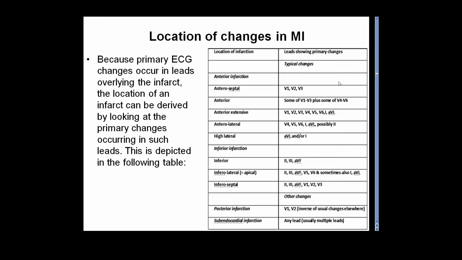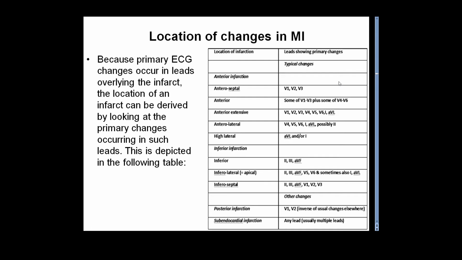Location of MI. Anterior MI: V1, V2, V3. Anterior extensive MI: leads showing primary changes are chest leads from V1 to V6, and limb leads I and aVL. Anterior lateral MI: V5, V6 chest leads, and limb leads I and aVL.